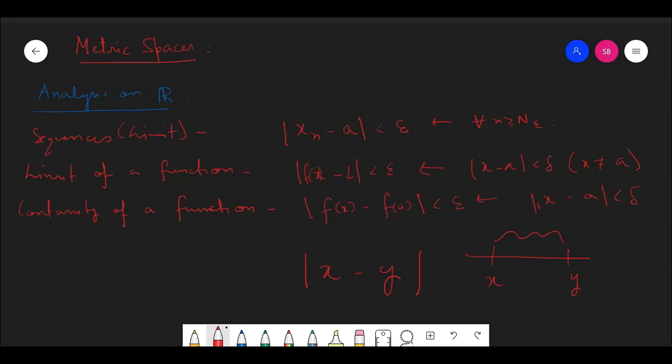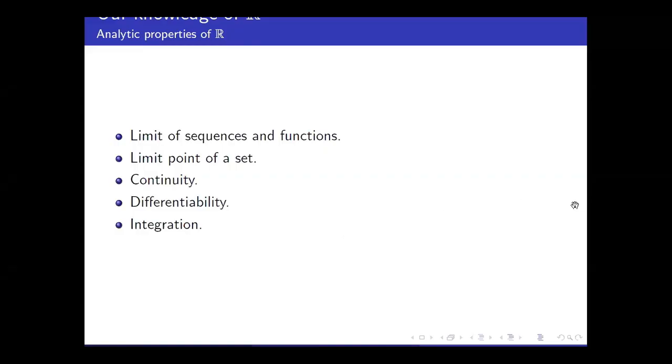So let us go back to the slide. I just gave a quick review of all the things we know on the set R. So let's go back to the slide. Here we have discussed the analytic properties of R, like limits of sequences and functions. We haven't discussed limit point of a set, so let me discuss that. Let me go back to our blackboard and discuss that. I missed that somehow.